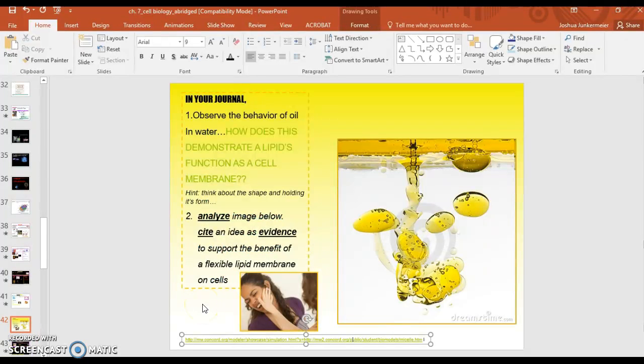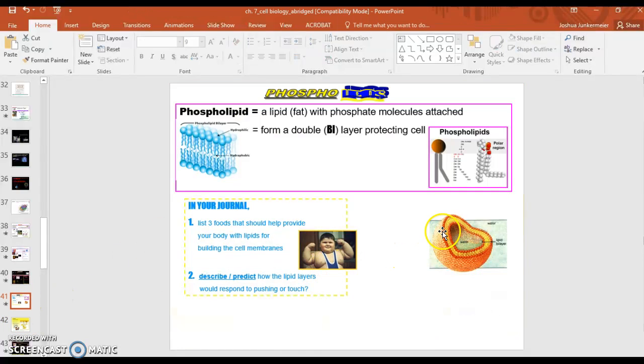Here we go, we got slide 42. Continuing the analysis and the thinking about lipids and their characteristics. It says, in number 1, observe the behavior of oil in water. How does this demonstrate a lipid's function as a cell membrane? So when you think about the cell membranes, what shape do you think of? Let's go back to here. What shape is this taking? That's right, it's circular, right?